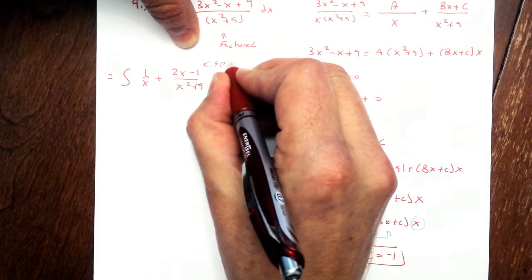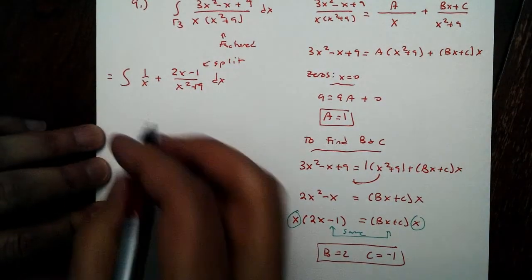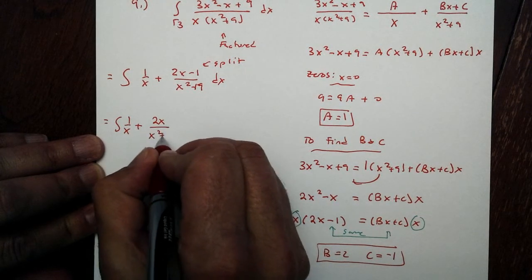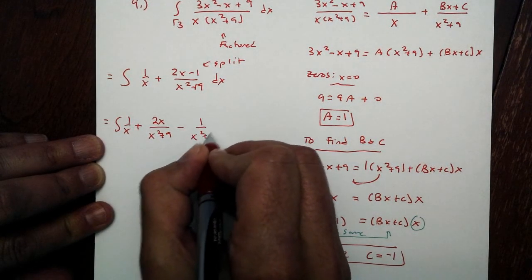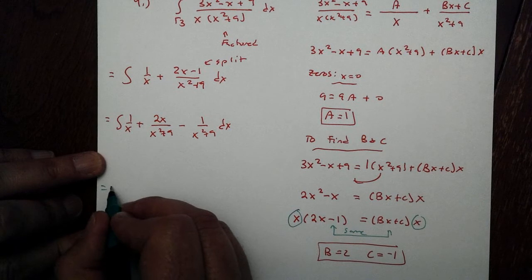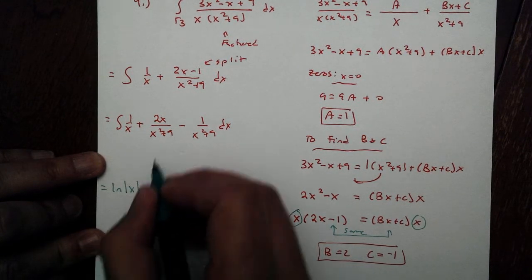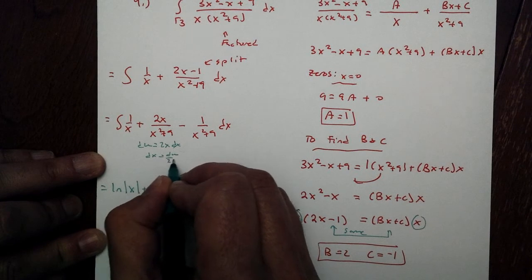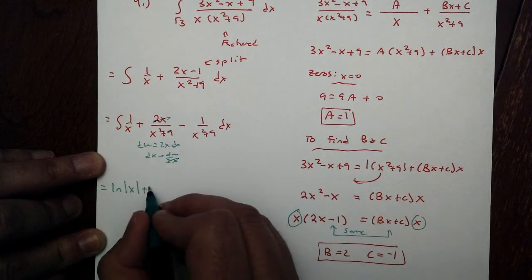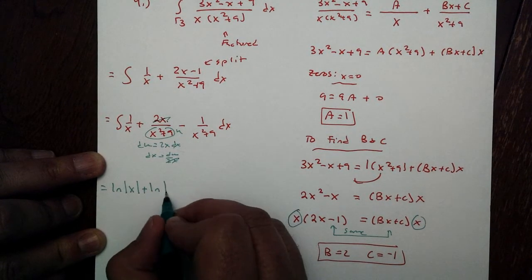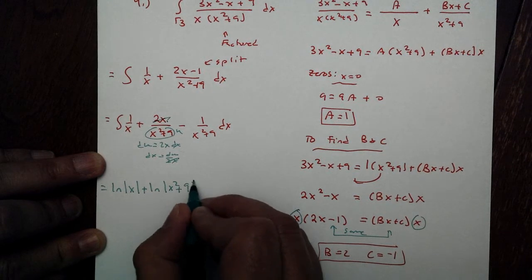So here we are going to, again, split our fraction. And that's going to become 1 over x plus 2x over x squared plus 9 minus 1 over x squared plus 9 dx. And let's see how fast we can go with this one. For the first one, that's easy. That's just natural log of x plus, here, my u is x squared plus 9. My du, if I take the derivative, is 2x dx. dx is du over 2x. Those are going to cancel, and we're left with just 1 over u, because remember all of this just becomes u, natural log of x squared plus 9, whoops, absolute value.